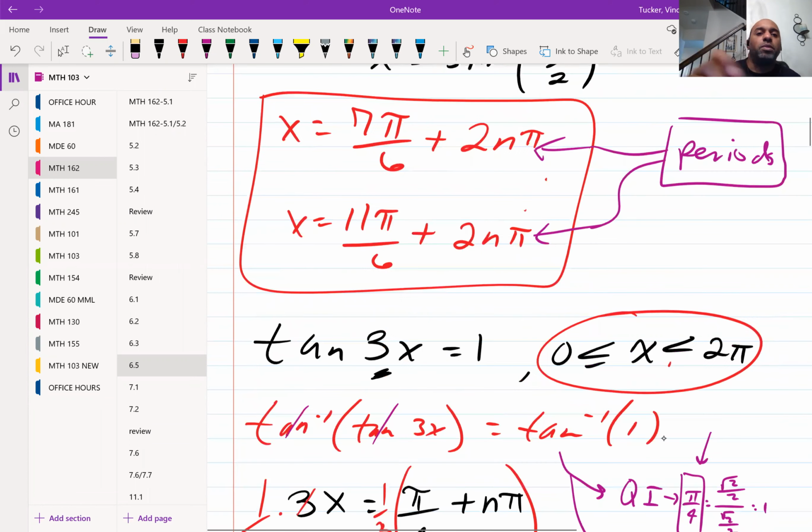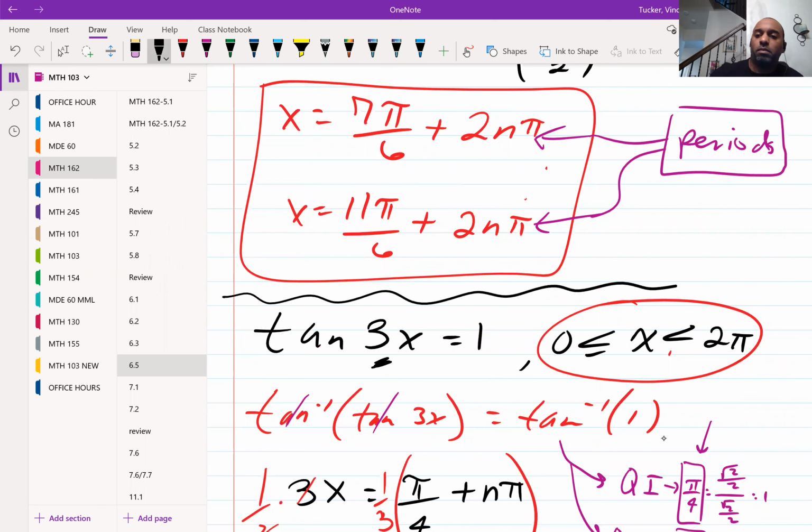All right, looking at the next one. Making sure my share is on properly. Yes. So now we have tan of 3x equal to 1. Also, we have this initial condition setting what we want x to be. X is going to be in between 0 and 2 pi, so that's going to matter when we get to our final answer. That was not the case in our first problem, so that's why we had to do these periods, to cover all scenarios of our answers. Here, our answers will not exceed 2 pi, okay?